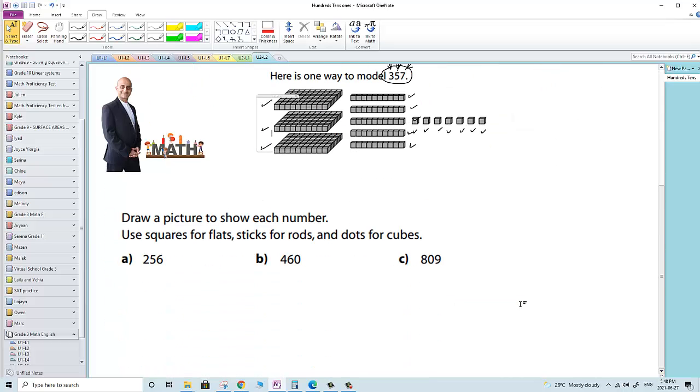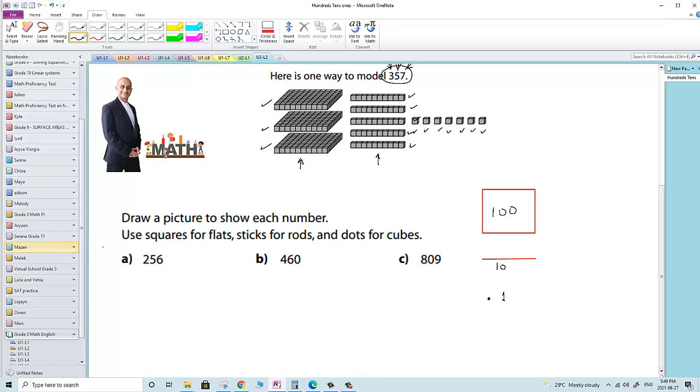So here the teacher wants to help me a little bit: draw a picture to show each number. Use a square for a flat, a stick for a rod, and dots for cubes. The teacher is telling me that if you draw a square, we understand this represents a group of 100. If you draw a stick like that, this represents 10. And if you use a dot, this represents the ones. So let's do that using these numbers.